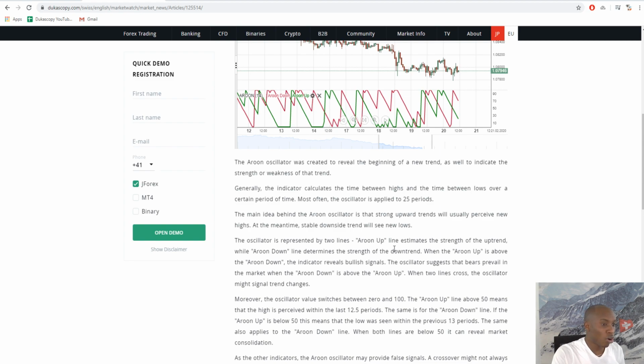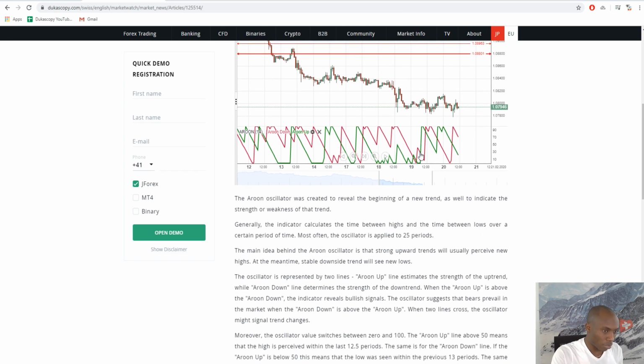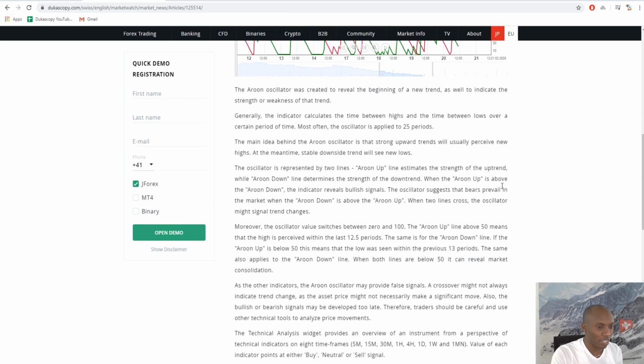The Aroon up line estimates the strength of the trend. That's what you're seeing right now. When the line is going up, which is this bullish line, it's showing that they have a strong upward trend. The same way vice versa, the Aroon down line determines the strength of a downward trend. Anything I tell you on the upward trend works the same in the downward trend.